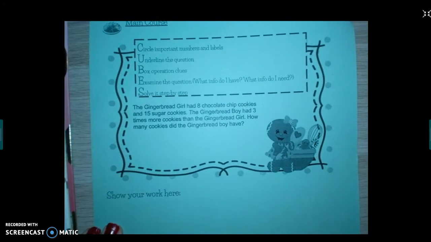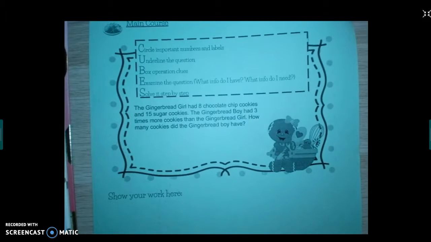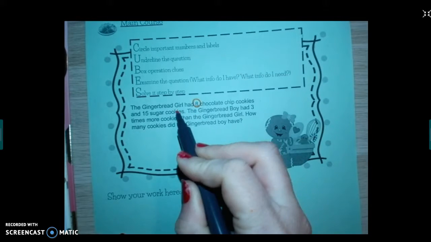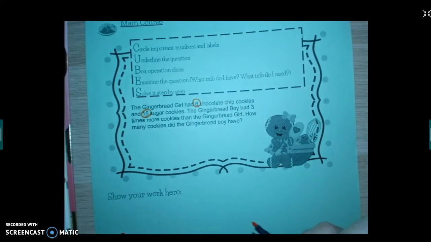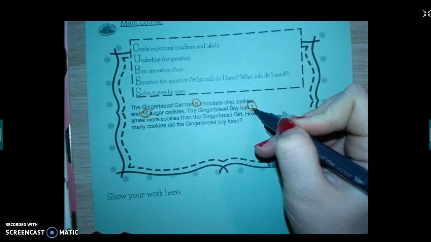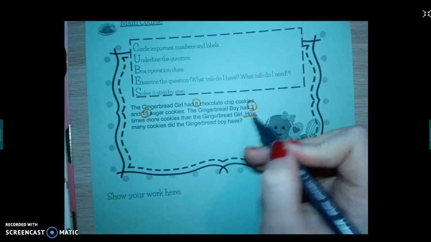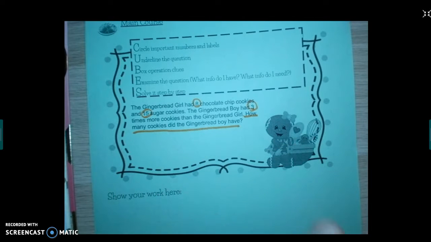Okay, here we go. Let's read the question first. The gingerbread girl had 8 chocolate chip cookies and 15 sugar cookies. The gingerbread boy had 3 times more cookies than the gingerbread girl. How many more cookies did the gingerbread boy have? Okay. So the first thing we're going to do is circle the important numbers. So we know that the gingerbread girl had 8 chocolate chip and 15 sugar, and the gingerbread boy had 3 times more cookies than the gingerbread girl. Underline the question. Remember that it's usually that last sentence. How many cookies did the gingerbread boy have?